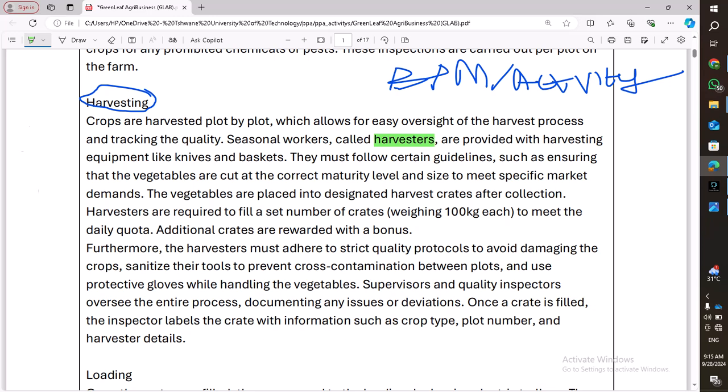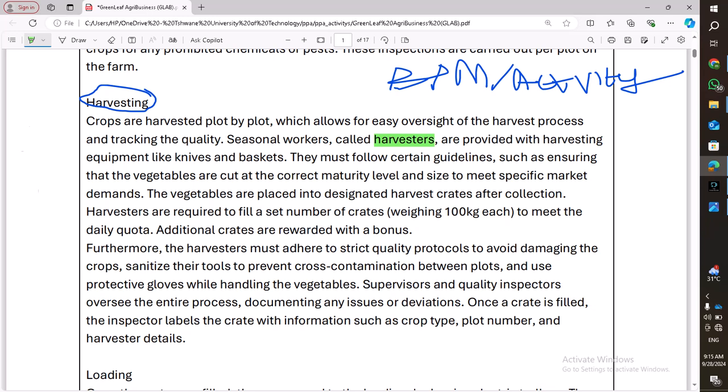They are provided with harvesting equipment like knives and baskets. They follow certain guidance, such as ensuring the vegetables are cut correctly and that the maturity level and size meet the specific market demand. The vegetables are placed in the designated harvesting trays after collection. The harvesters must fill a set number of trays to meet the daily quota. Additionally, the trays are rewarded with a bonus.